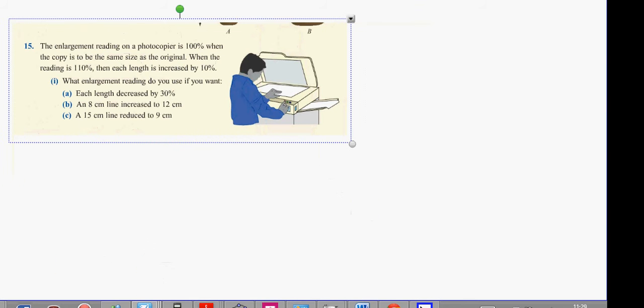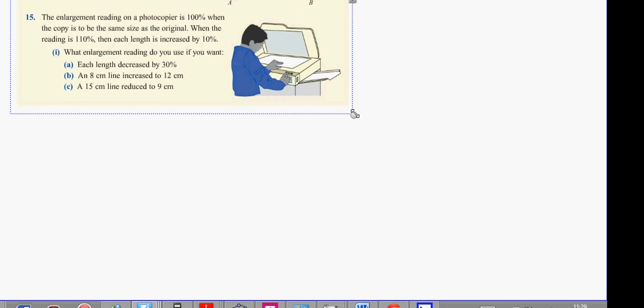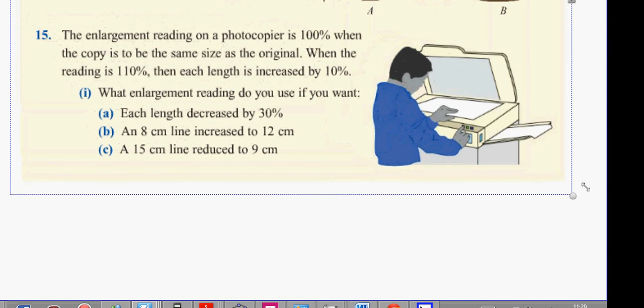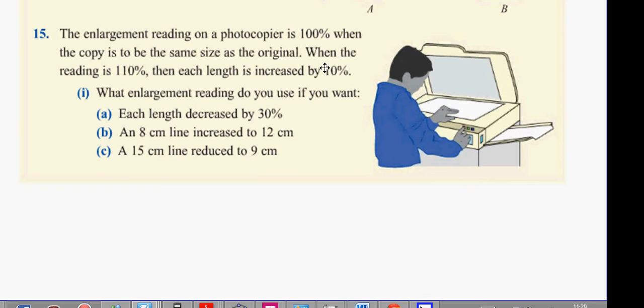Number 15. The enlargement reading on a photocopier is 100% when the copy is the same size as the original. When the reading is 110%, then each length is increased by 10%. What enlargement region do you want to use if each length is decreased by 30? What would you say that is? I'd say 70%. Because if you increase it by 30, it's 130%. Therefore, if you decrease by 30, it should be 70%.